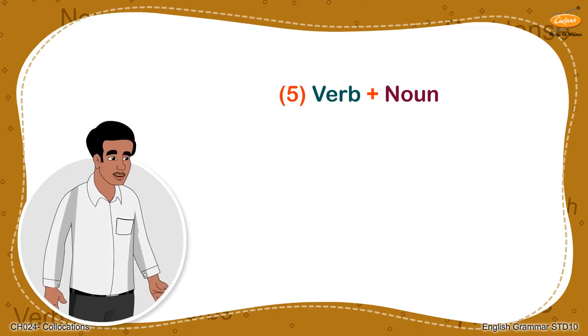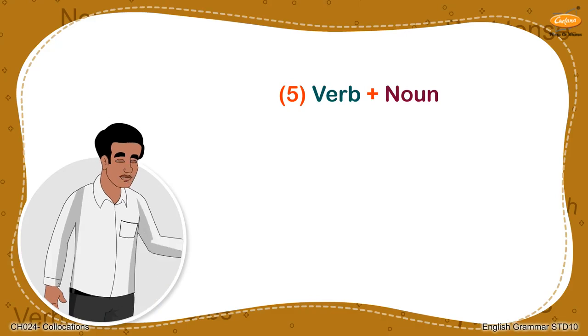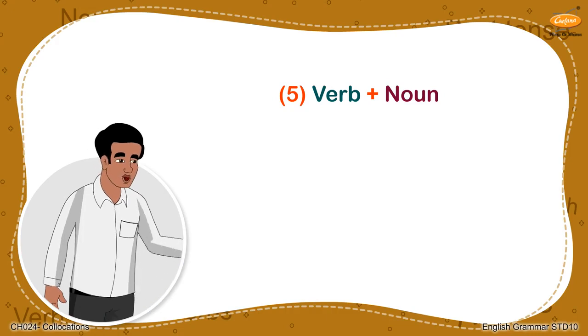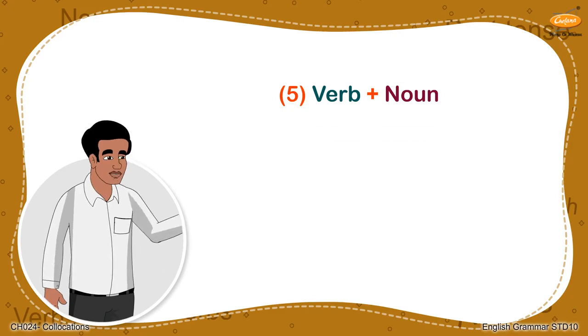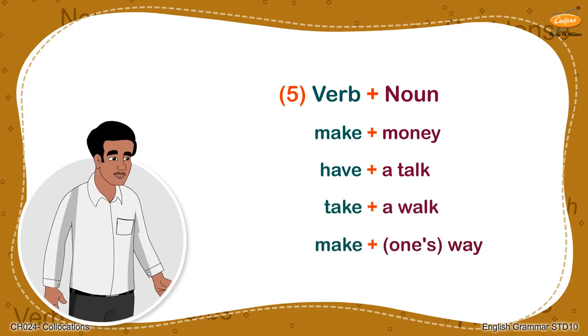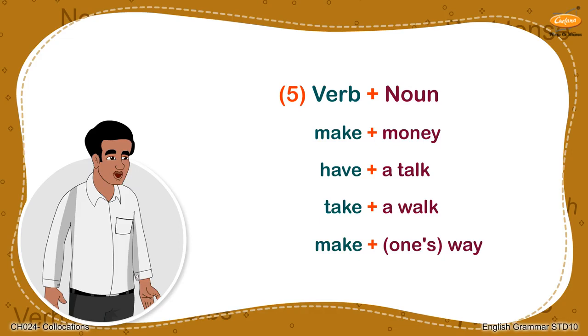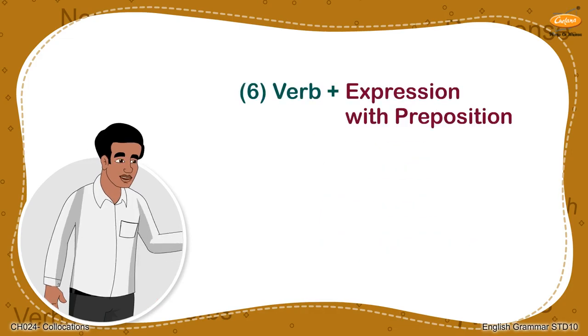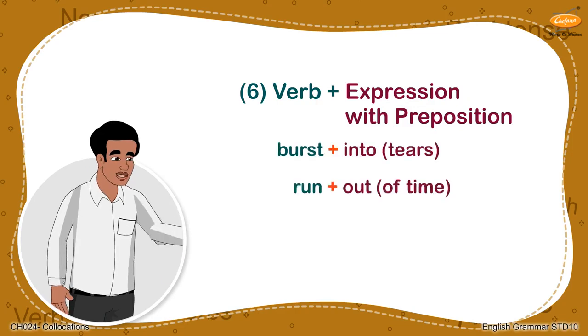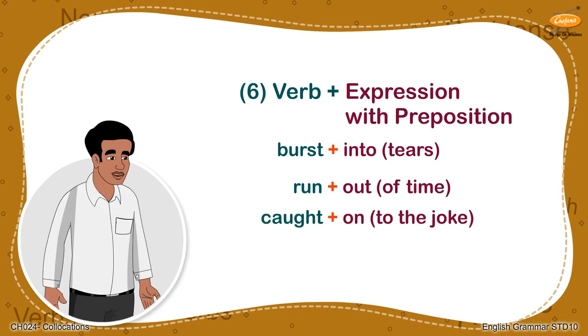However, collocations made in the noun plus verb construction are not the same in meaning or usage as the verb plus noun construction. Examples of this form of collocations are make money, have a talk, take a walk, make one's way, and so on. Finally, collocations can be formed using the combination of a verb and an expression with a preposition. Examples of these structures are burst into tears, run out of time, caught onto the joke, etc.